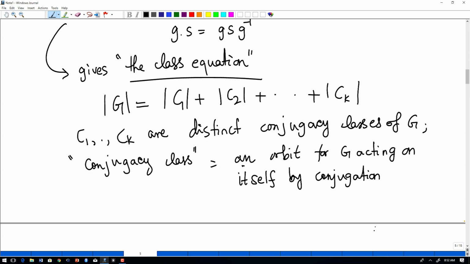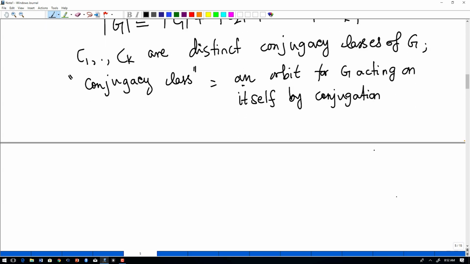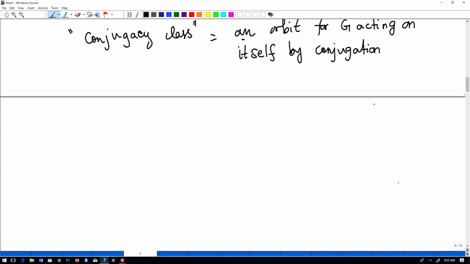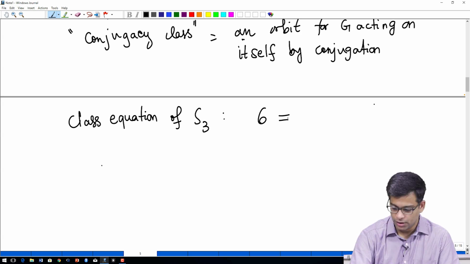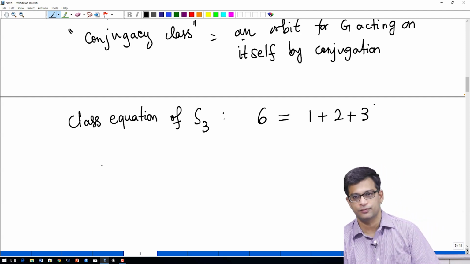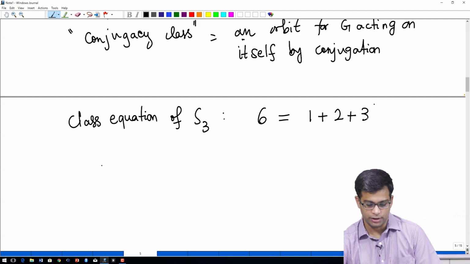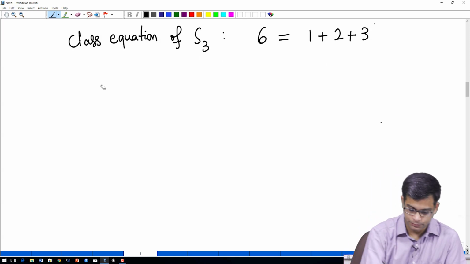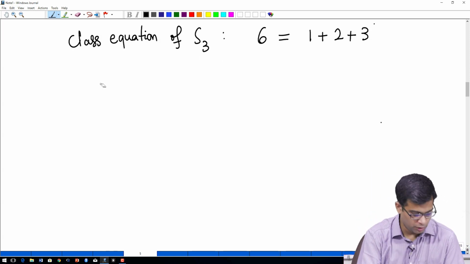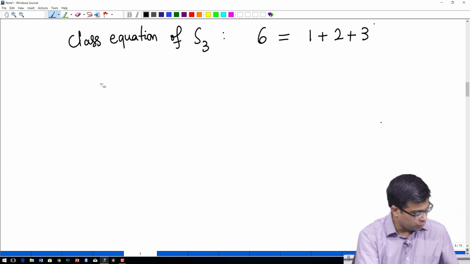Okay, so I won't go into details because we have discussed this, except to say that there is a class equation for every finite group. We can compute in principle class equations of any finite group. I will recall for you, for S3 the order is 6 and there are 3 conjugacy classes of orders 1, 2 and 3. So, this is the class equation of S3. Okay, so now this is all for recalling. Let me now go to the new stuff.